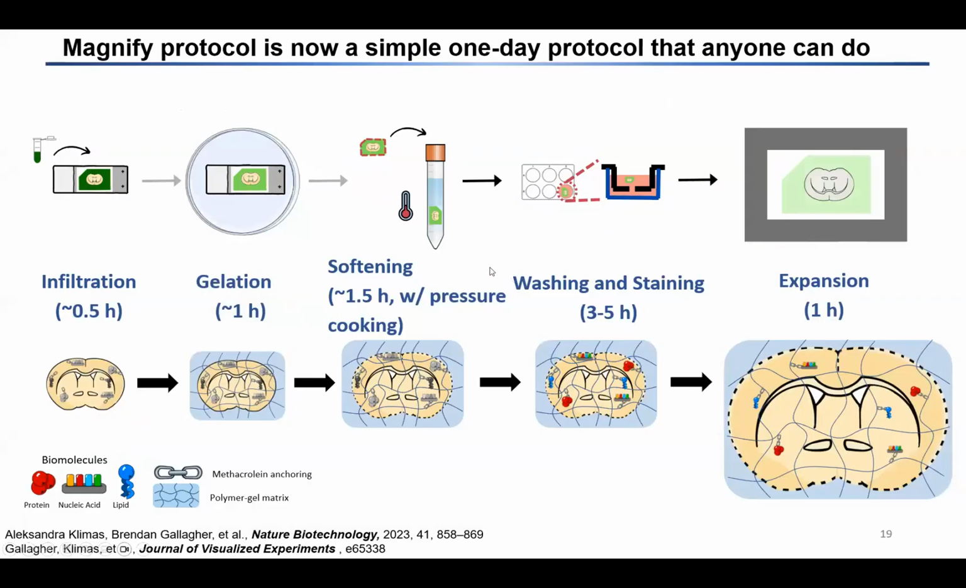with what we call the softening solution, and then you put it in the pressure cooker. After 1.5 hours, the tissue is already processed, and then you can proceed with washing and staining with your antibodies and other labeling agents. Then you will be able to expand the sample and it's ready for imaging. The whole process only lasts for several hours. If you start in the morning, you will finish by the end of the day.